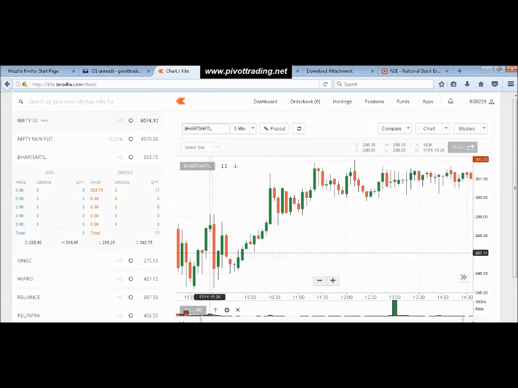So let's see. See this particular candle, the low of this particular candle is 295.25. So 294 is not broken. The high is 299.15. So again, the high of 299.95 is also not broken.